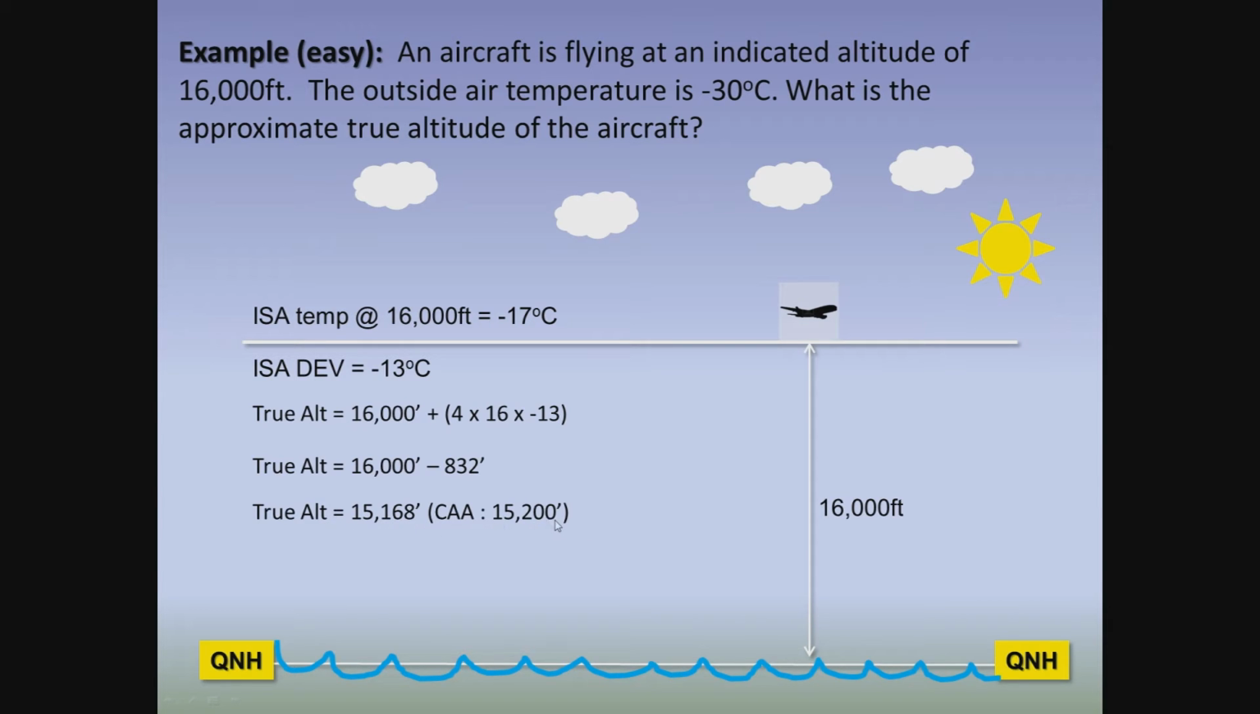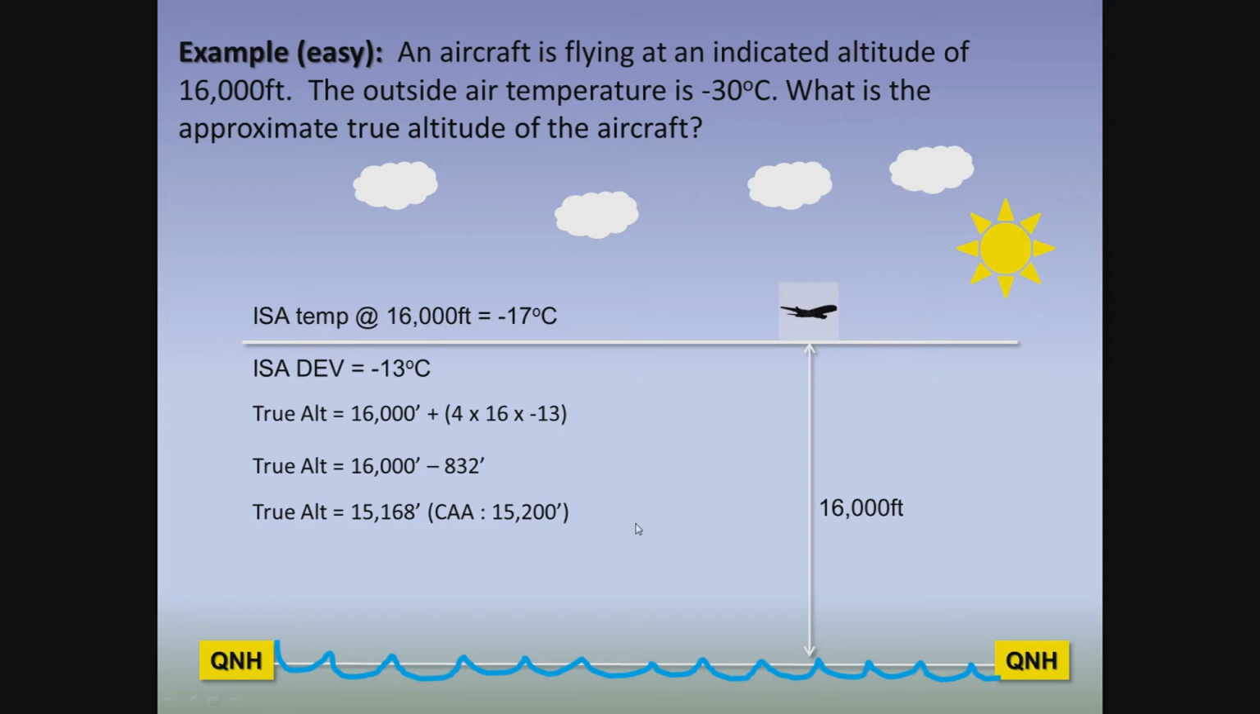The actual answer from the CAA is 15,200, and this is more than close enough. The spread of answers in these exams for these types of questions, which specifically ask you to calculate an approximate altitude, is usually plus or minus 1,000 feet at least. So to get to within about 32 feet is very, very good.